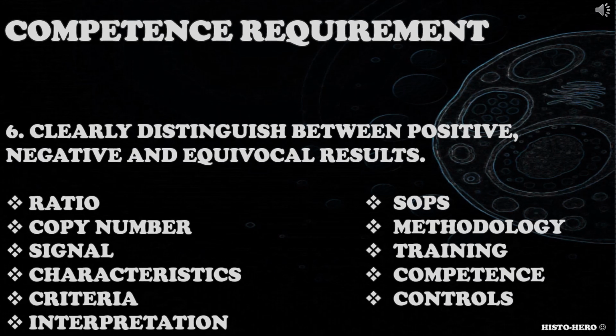The sixth competence requirement is clearly distinguish between positive, negative, and equivocal results. Candidate should be able to distinguish between positive, negative, and equivocal results. Does the candidate distinguish between the positive, negative, and equivocal results? Do they follow the correct procedures? When addressing this competence requirement, candidate could consider SOPs, methodology used, their training and competence, controls used, ratio, copy number, signal, characteristics, criteria, interpretation.